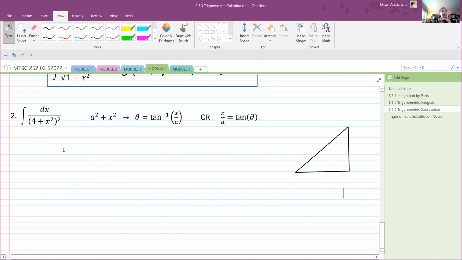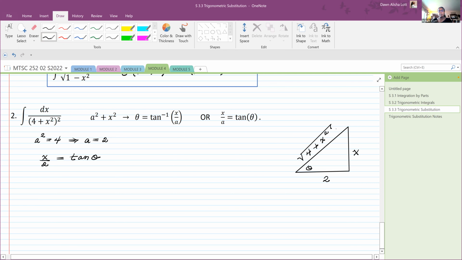Okay. All right, so a squared is 4. So my a is 2. So I get x over 2 is the tangent of theta. So I come over here, there's theta, x over 2 is the tangent. So that means that this side is the square root of 4 plus x squared.